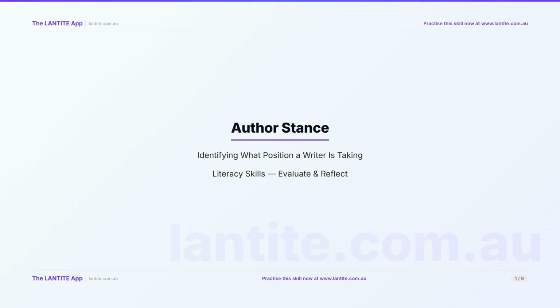Are they for or against something? Are they neutral? Are they pretending to be neutral but actually leaning one way? In this lesson, we will learn how to identify author stance by looking at the language choices writers make.